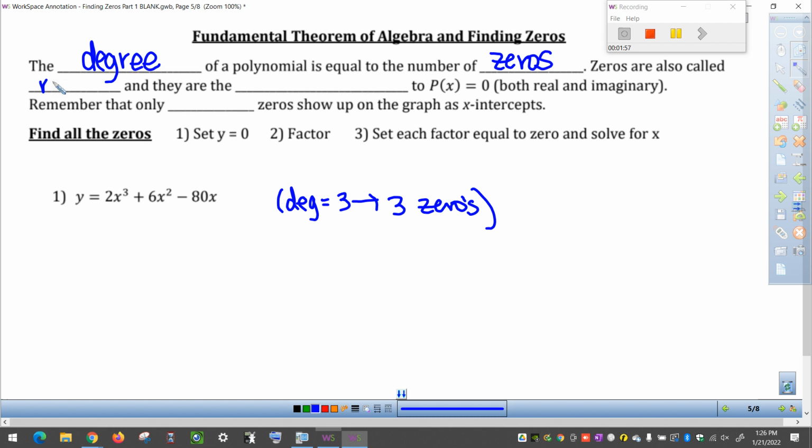Now, another thing about zeros is that they're also called roots. That's just a different name for the same thing. You might see that in the directions to a future problem. Some textbooks will use the word root instead of zero. Helpful for you guys to know that it's the same thing. And what they are is they're really just solutions to setting our polynomial equal to 0.